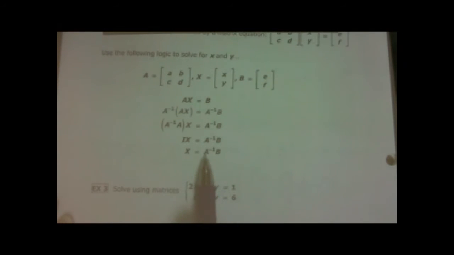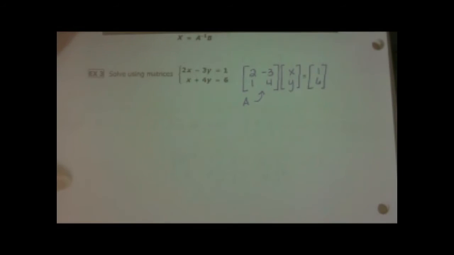Now recall this. Any matrix times an identity matrix is itself. All right? So this just equals X, which happens to be XY. So all I have to do over here is multiply A inverse times B, and I'm going to get a matrix that tells me what X and Y are. That's the process I'm going to use. So let's go ahead and go through an example where we do this.